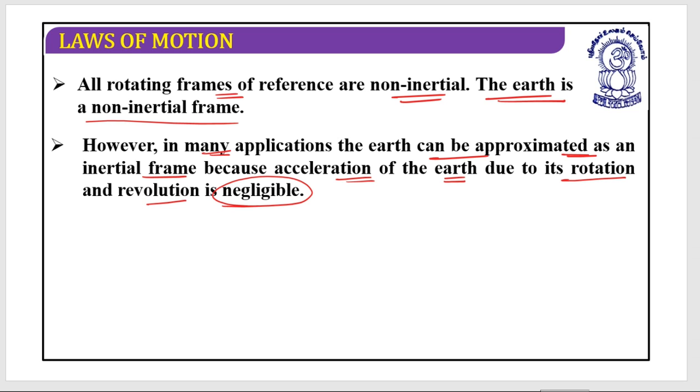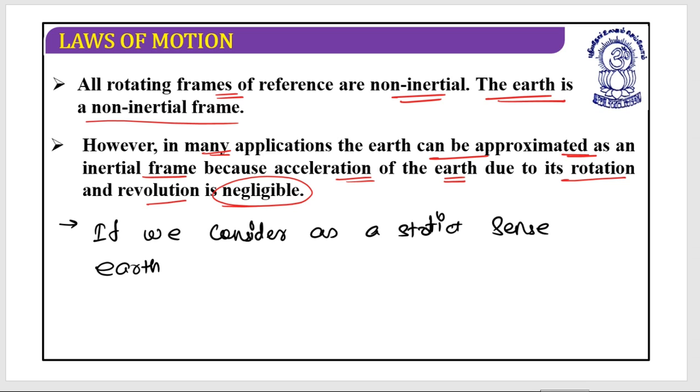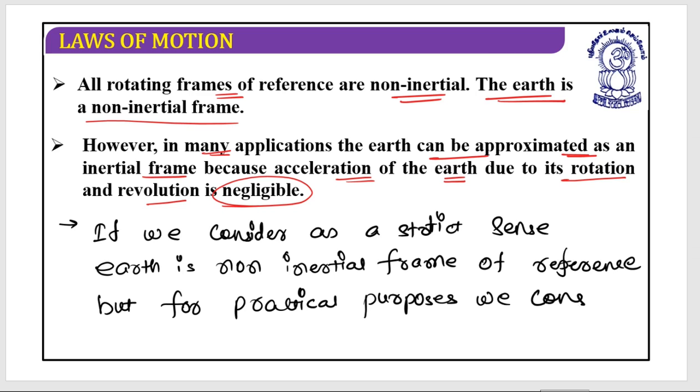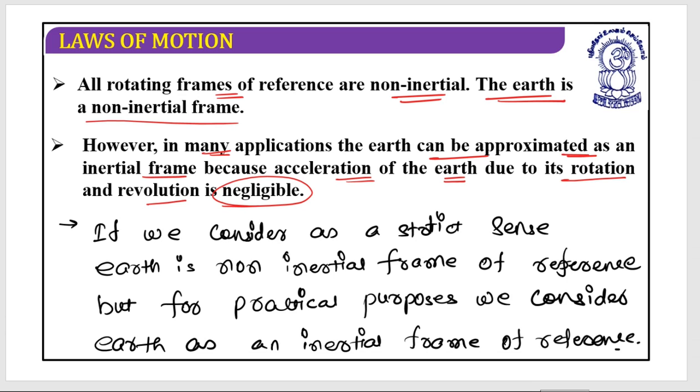Please remember this: in a strict sense, the earth is a non-inertial frame of reference, but for practical purposes we consider the earth as an inertial frame of reference. Is it clear?